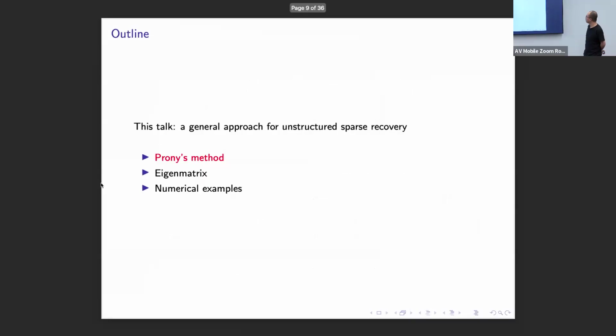Okay. All right, so in this talk, I'll talk about a general approach to solve this unstructured sparse recovery problem. The talk will have 3 parts. In the first part, I will talk about an old method called Prony's method. I will present the method in a way that tries to highlight what I think is the most important thing. Then I will talk about the eigenmatrix, which you can view as generalizing Prony's framework to this unstructured case for general kernels. And finally, I will present some numerical examples, one for each of these 5 examples.